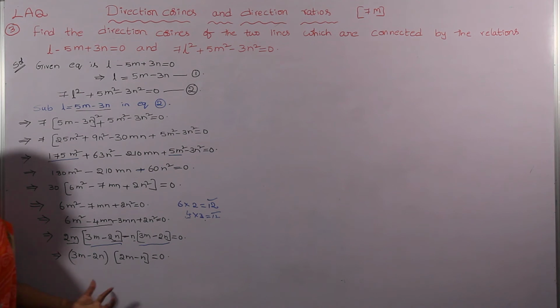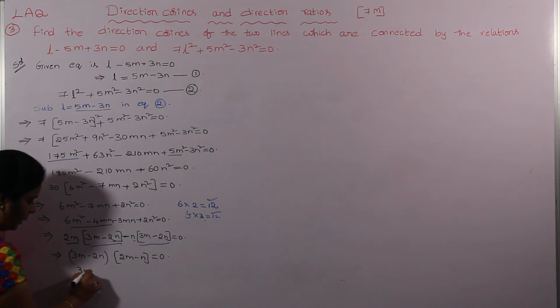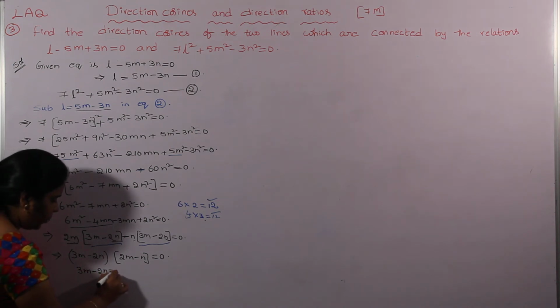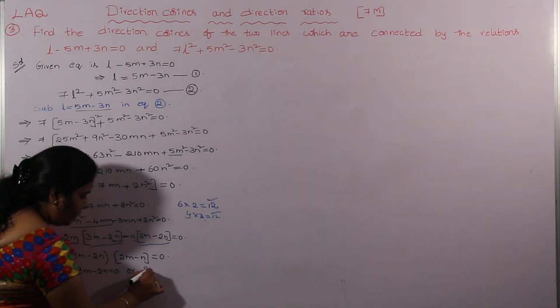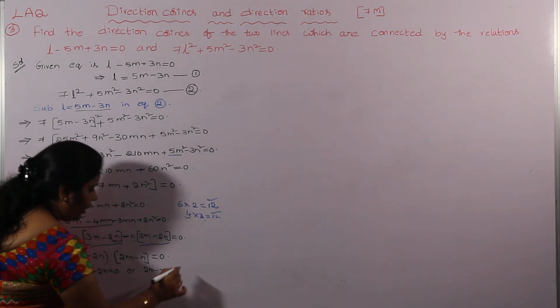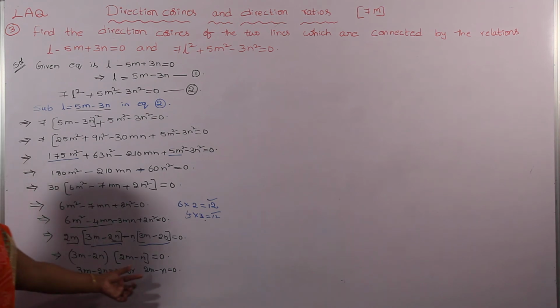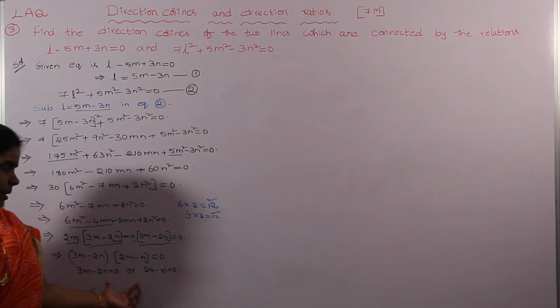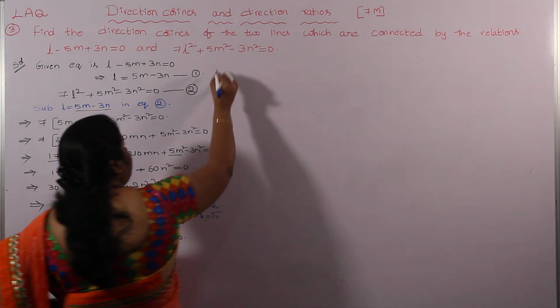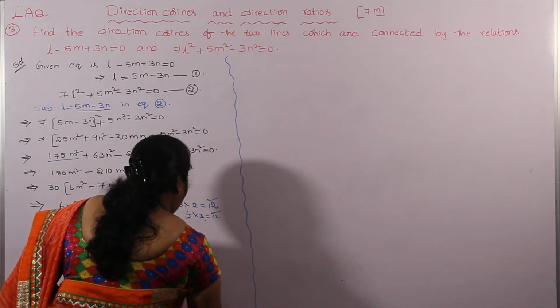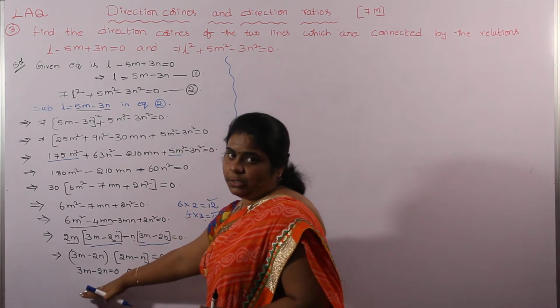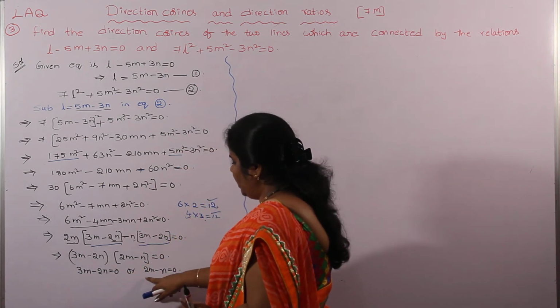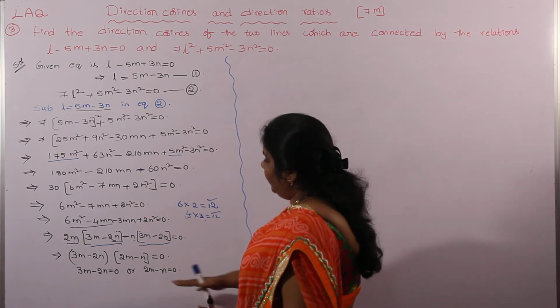Here we have the two factors, the product is equal to 0. A into B equal to 0 means either A equal to 0 or B equal to 0 also. A equal to 0 means 3m minus 2n equal to 0 or 2m minus n equal to 0. Okay. Here we have the two m values. So we take the two cases. Why do we take the two cases? Here we have the two m values: 3m minus 2n equal to 0 and another one is 2m minus n equal to 0. So we take the two cases.